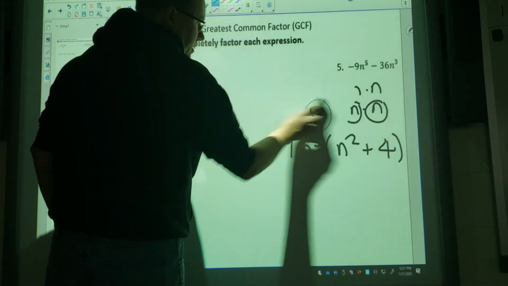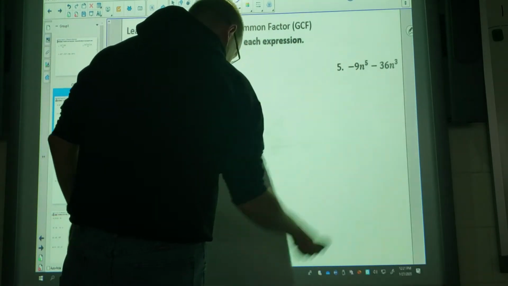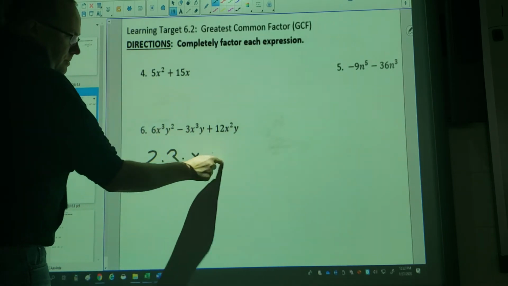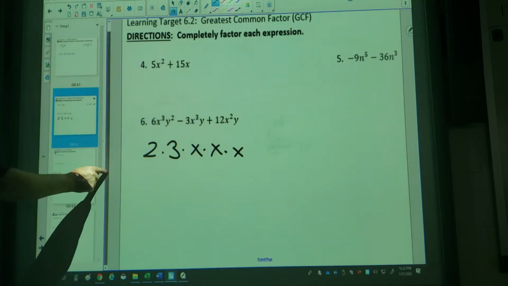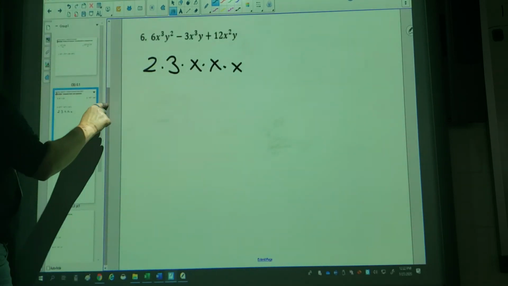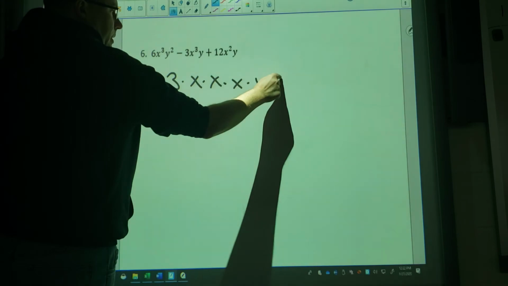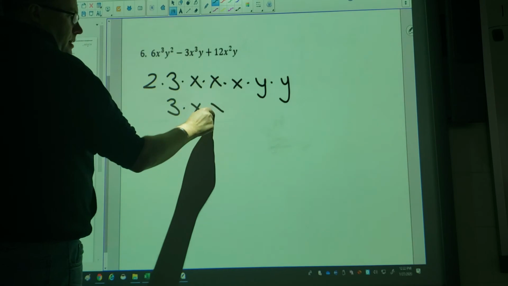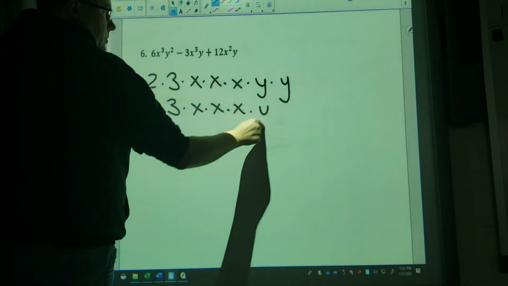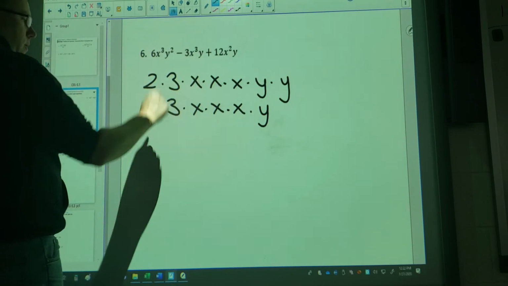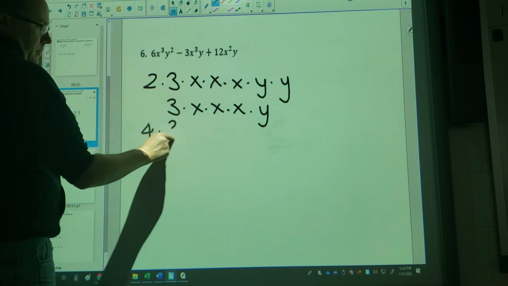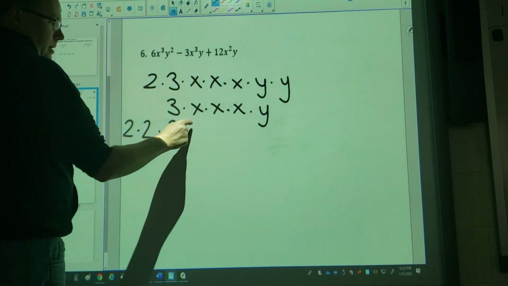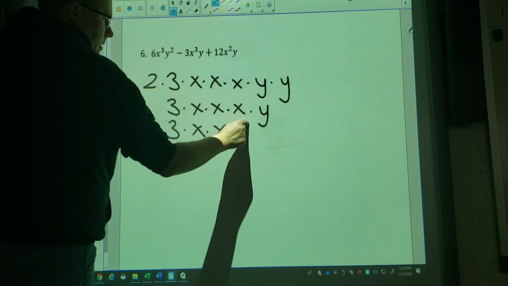Now for question 6, there's actually 3 terms, so we're going to need to create 3 lists for this question. 6 I recognize is 2 times 3. X cubed is x times x times x. We'll raise this up a little bit. And y squared is y times y. 3 does not split, so I'm just going to leave it like that. X cubed is 3 x's, and it also says there's a y, just a single y. 12 I know I can write as 4 times 3, but 4 also splits up into 2 times 2. X squared means 2 x's, and then a y.